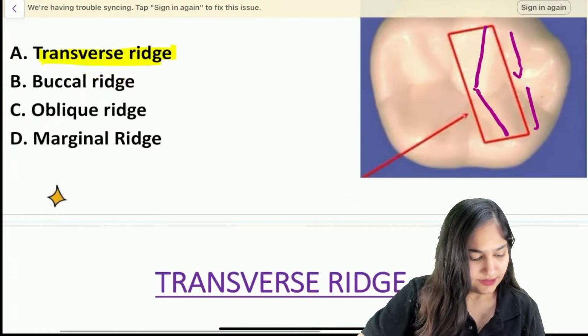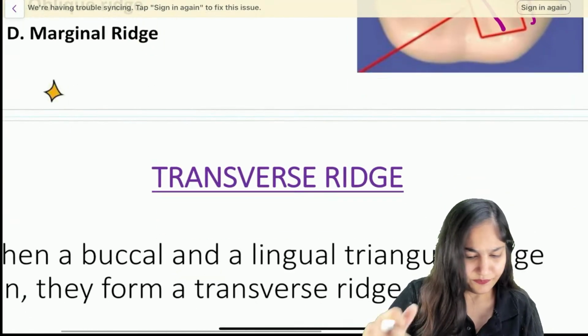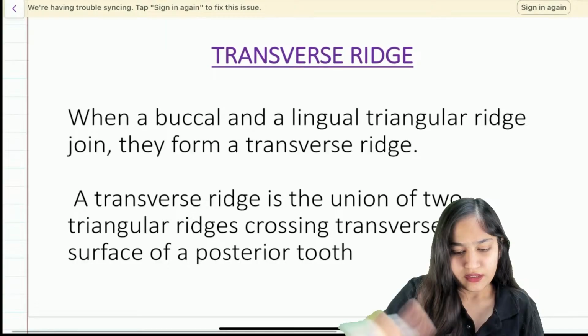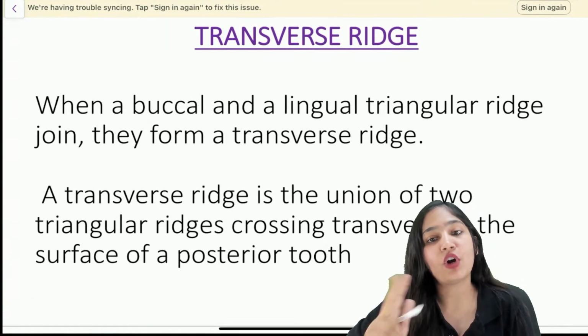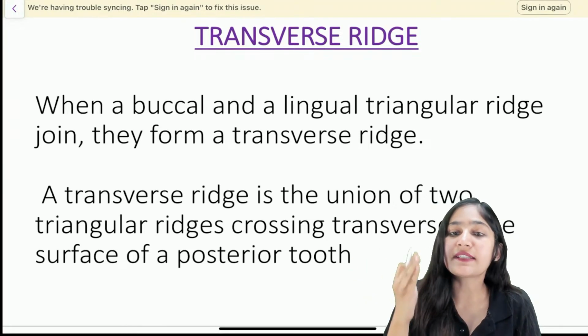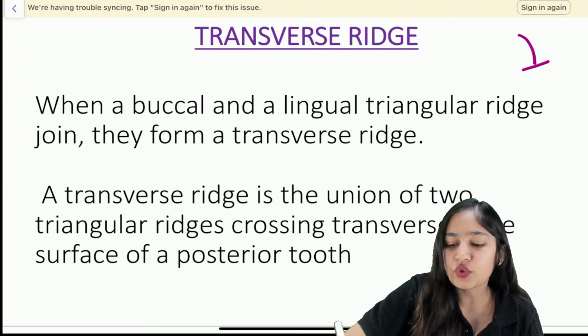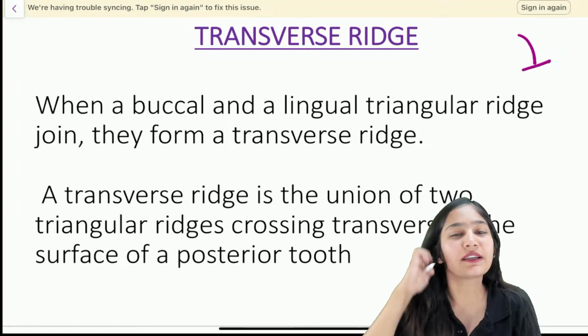Yes, Nami is also there. So mainly it is union of two triangular ridges. And what is a triangular ridge? It is a ridge extending from the tip of the cusp towards the central portion of the crown.